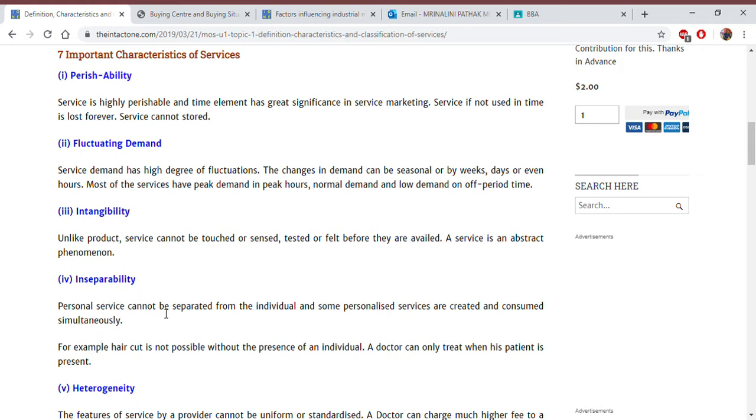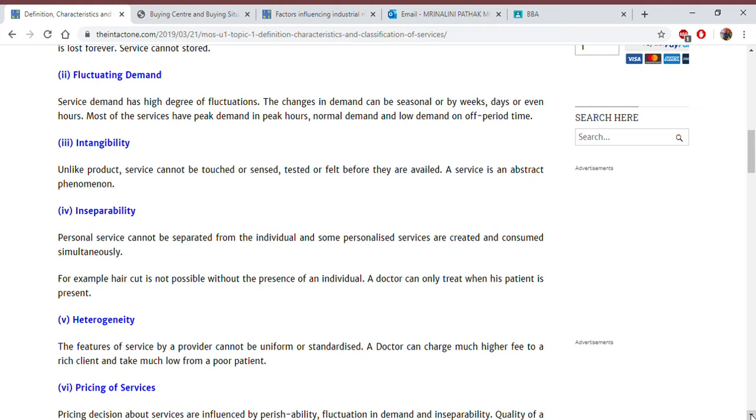Next is inseparability. We cannot separate the service from the desired product. Personal service cannot be separated from the individual, and some personalized services are created and consumed simultaneously. For example, if we have purchased any product, we consume that immediately, and then we can feel how satisfied we are with that product. A haircut is not possible without the presence of an individual, right? A doctor can only treat when his patient is present. So these are examples of inseparability. We cannot separate them from the individual.